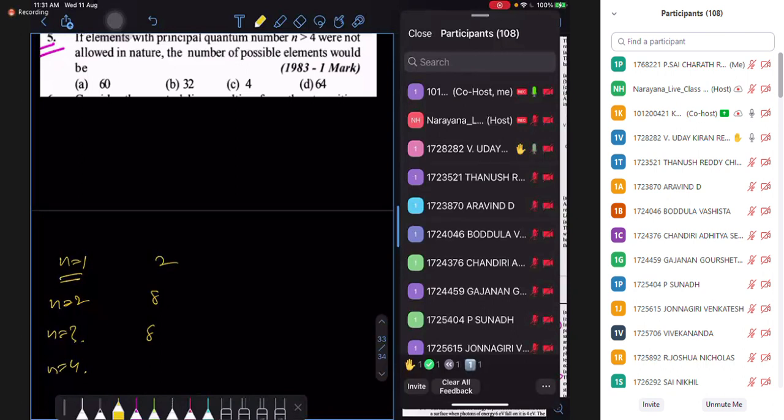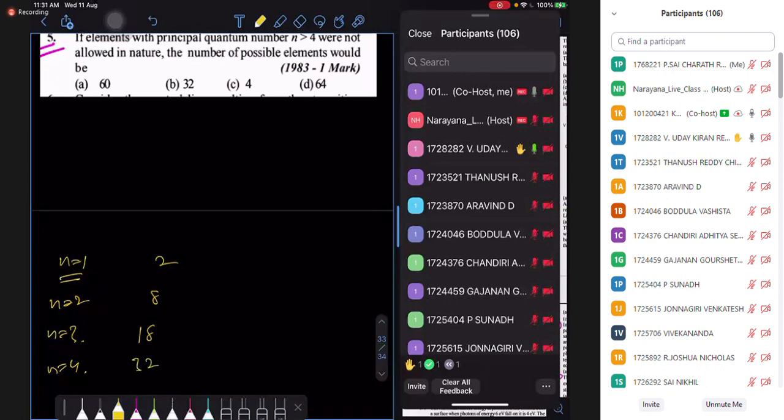Hello Uday. N equal to 1, 8. N equal to 3, 18. N equal to 4, 18 plus 14, that is 32.